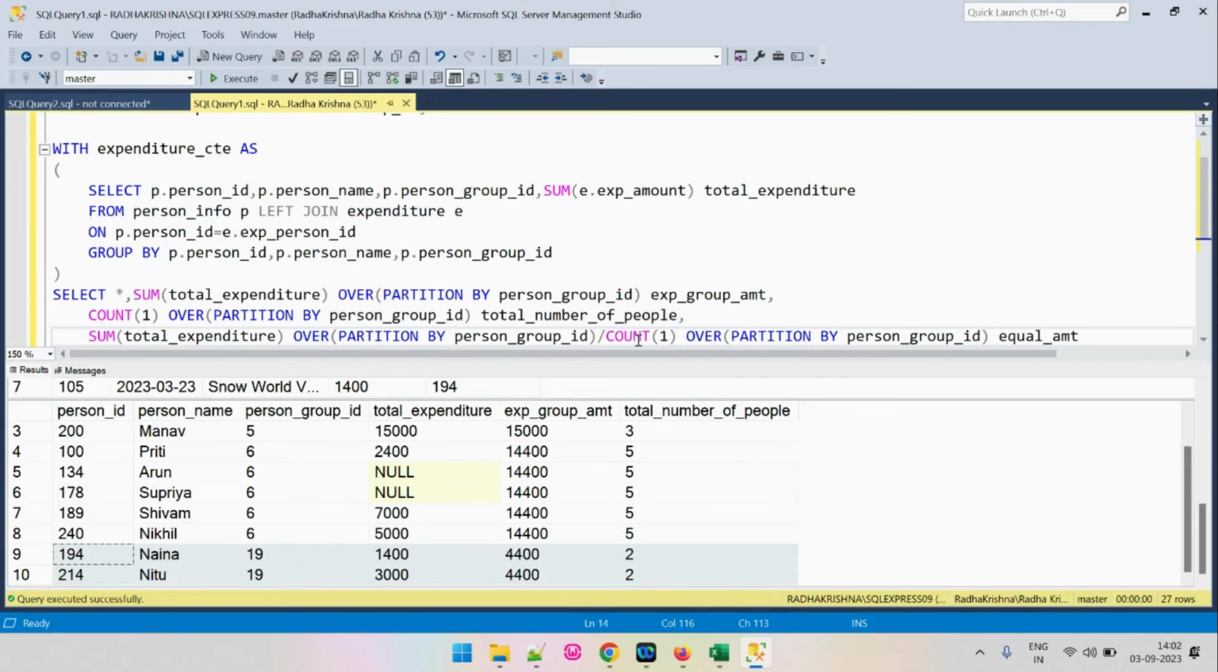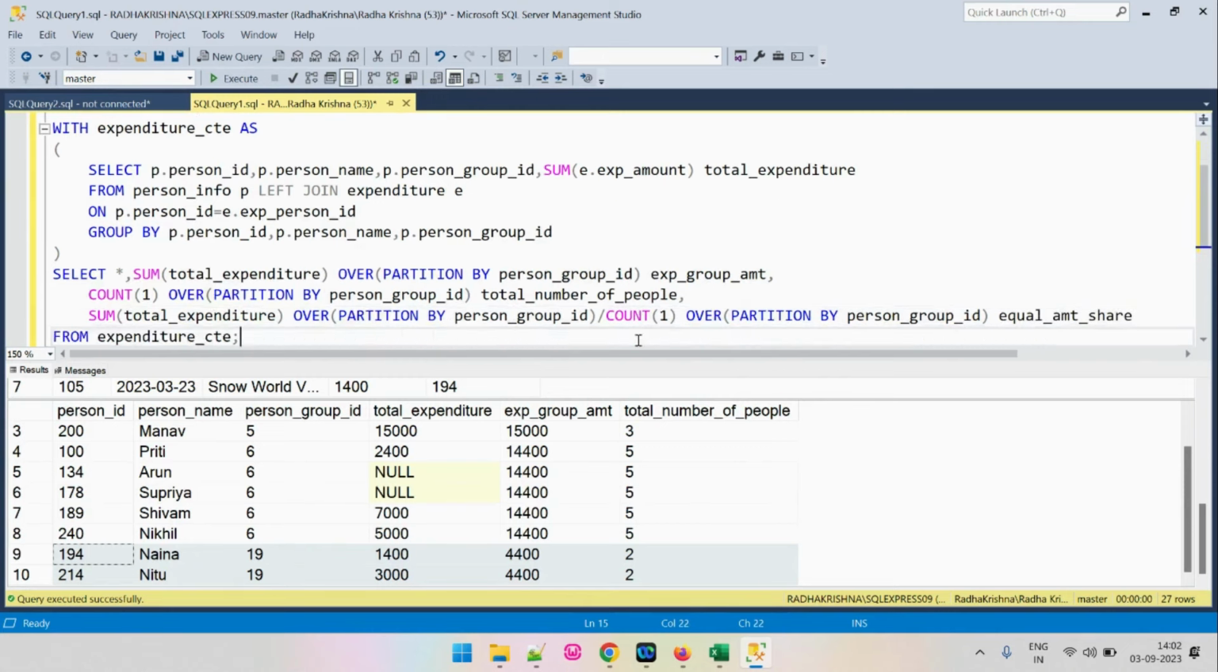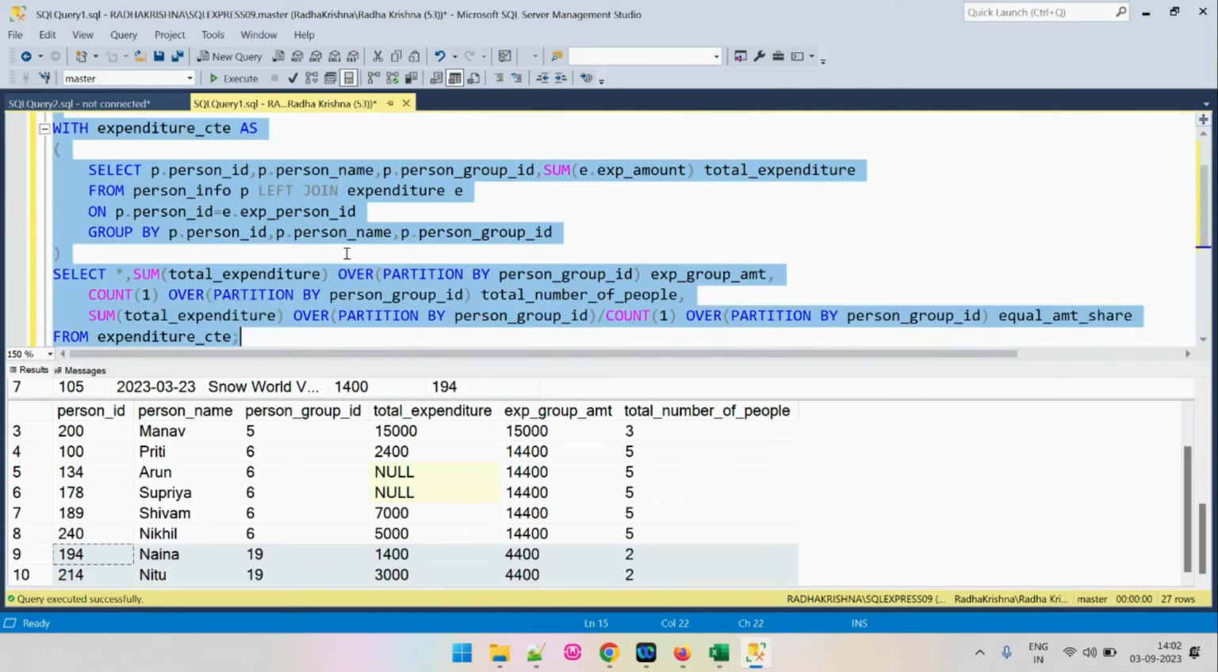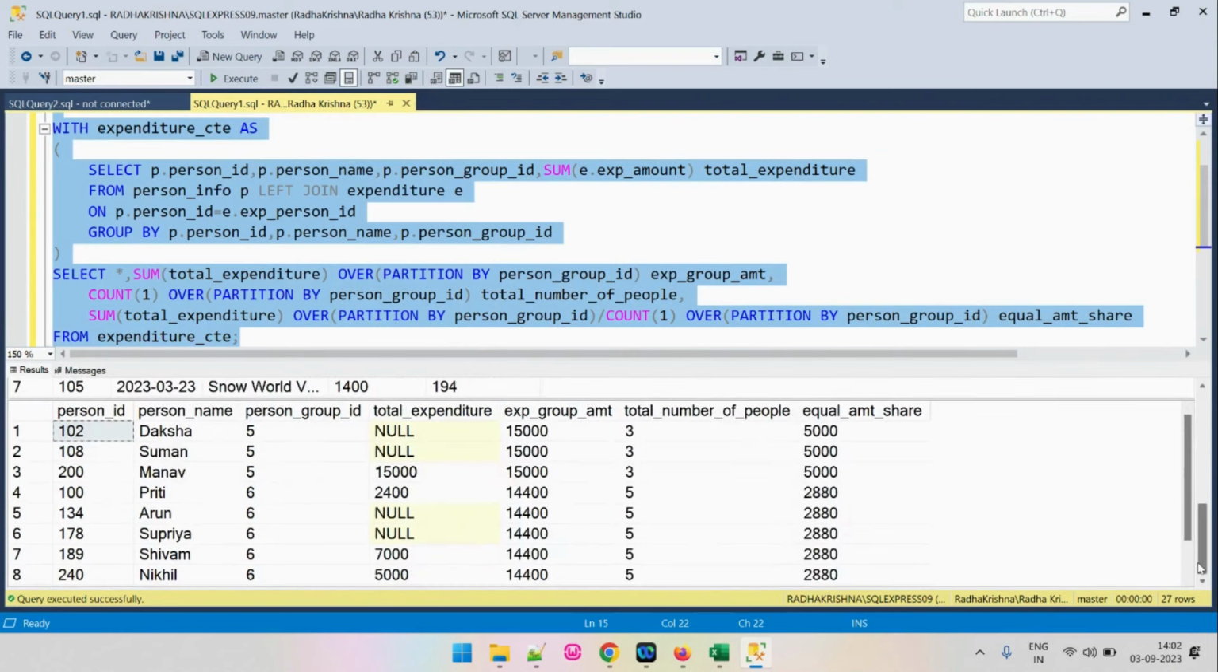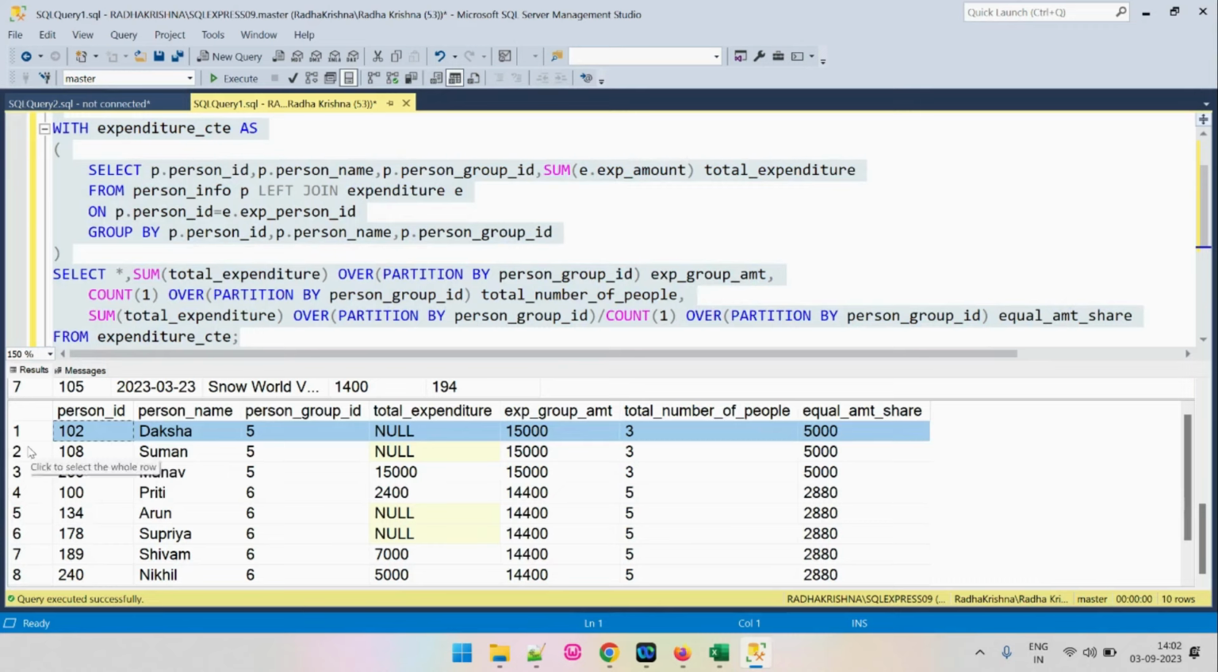So we can call this column equal amount share, and let's run and see the output. So we have got, for each individual, based on the group that they belong to, the part that ideally everyone has to pay. And how have we got it? By dividing the total group amount by the number of people in the group. That is the way we have got this equal amount share.